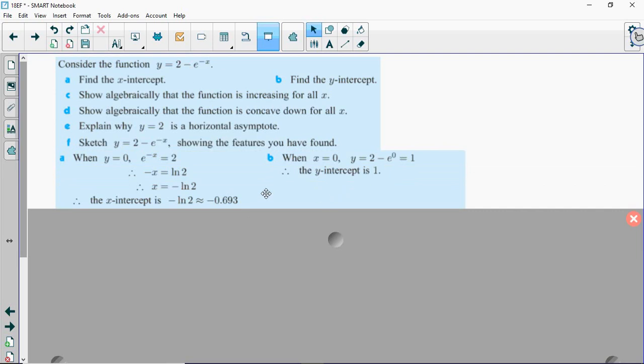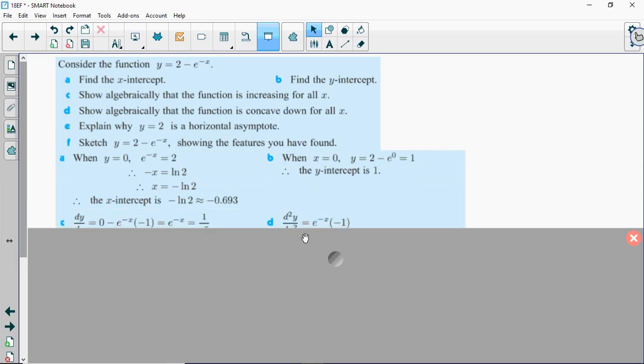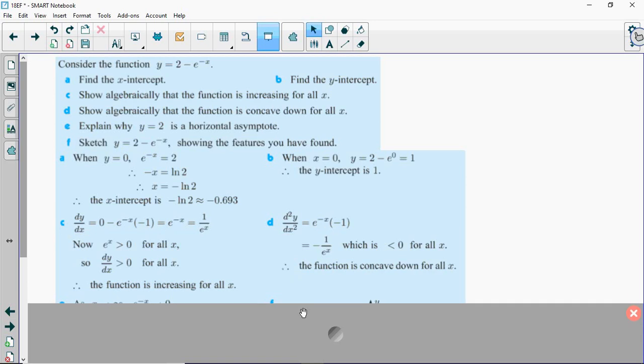Great. Show algebraically that the function is increasing for all x. That means we're going to calculate its derivative and show that it is always positive. So here is our derivative expression. It ends up just being 1 over e to the x. And since e to the x has to be a positive value, 1 divided by that positive is going to be positive. So the function is always increasing. Same idea for part D to show that it's concave down. We calculate the second derivative. We find that it's negative 1 divided by a positive number. So clearly that's going to be negative for all x values. Therefore, this function is always concave down.